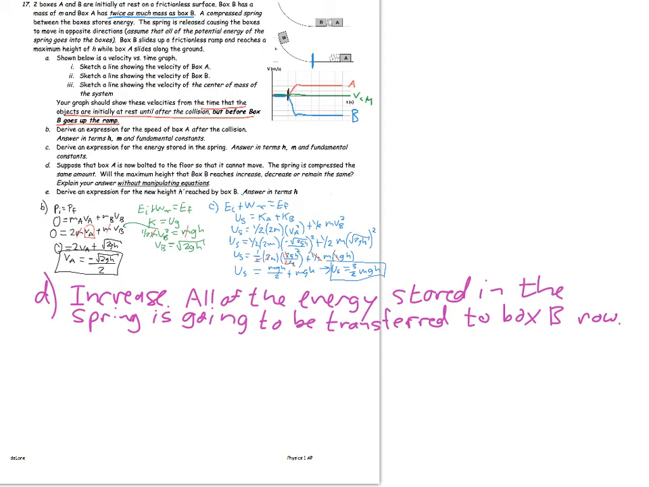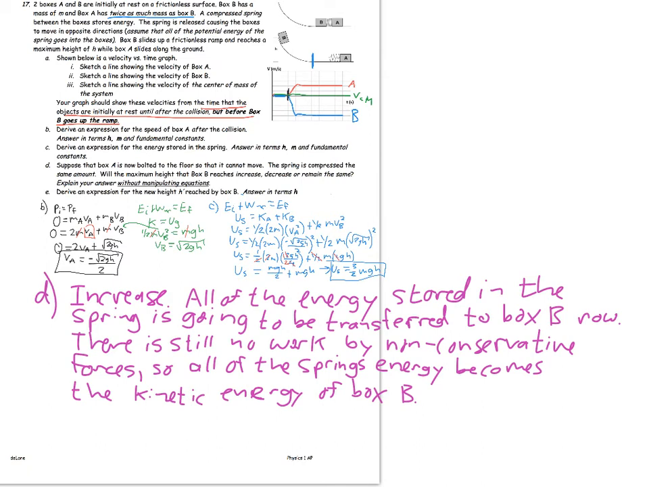And you might be thinking, well, wouldn't the energy not be conserved now? Wouldn't it have less energy? And the answer is no, because even though A is bolted to the floor, okay, and there's that extra force, box A doesn't actually move, and therefore no work can be done on an object that's not moving. So there is no extra work being done. The total energy stays the same for the spring, and all of it's converted to B.